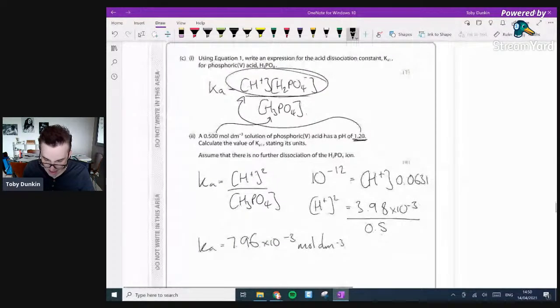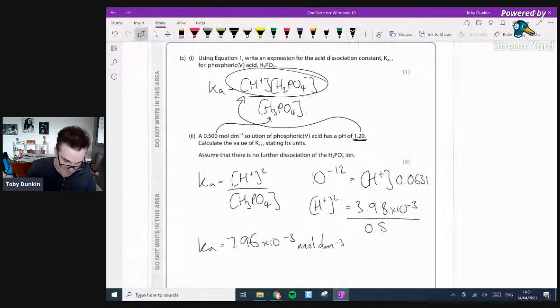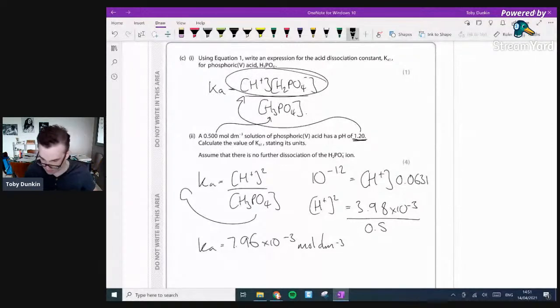I'm tempted to run that through to check. If I just did it really quickly, I want to know the pH of this acid. So 0.5 multiplied by 7.96 times 10 to the minus 3, root answer, minus log answer, and I get a pH of 1.2.